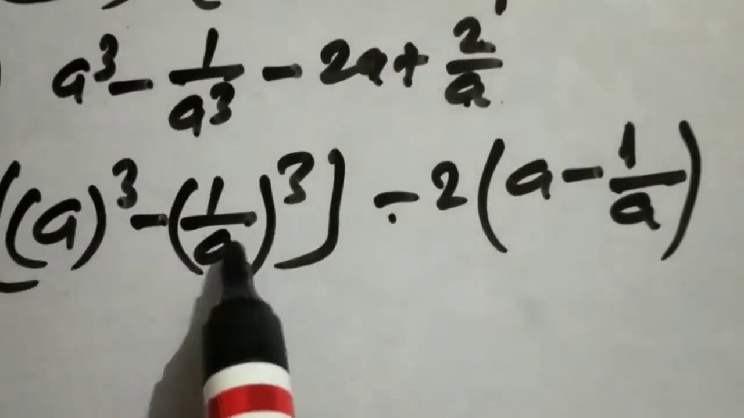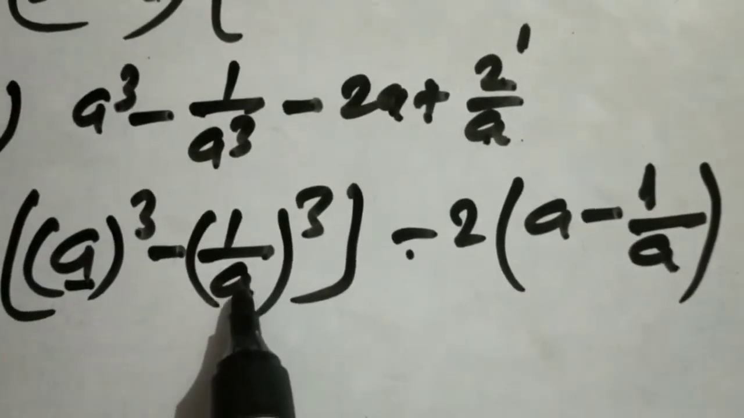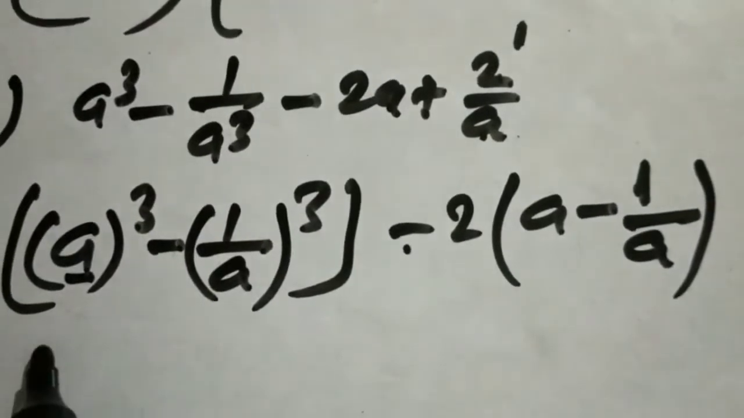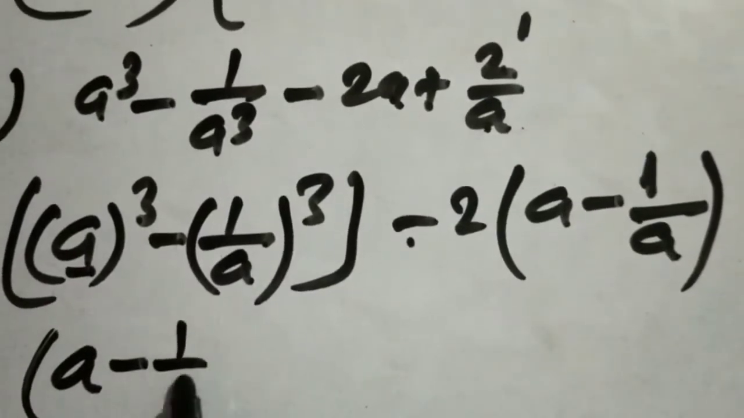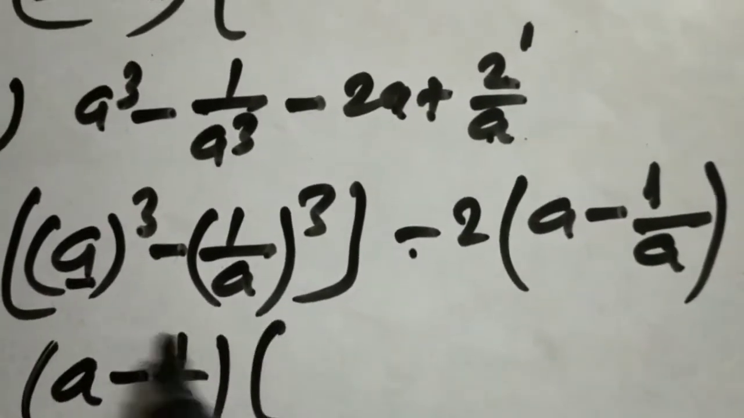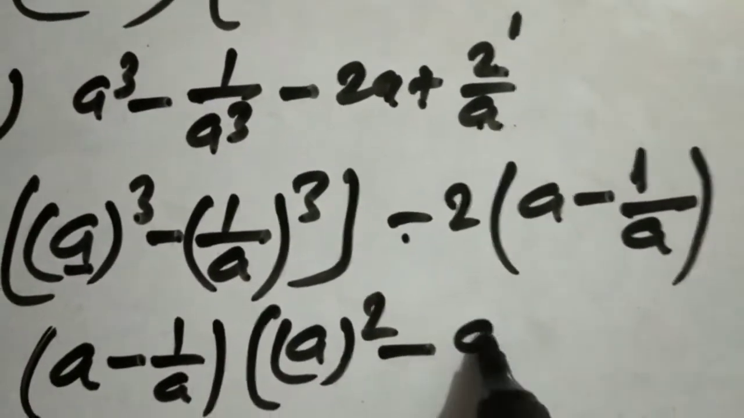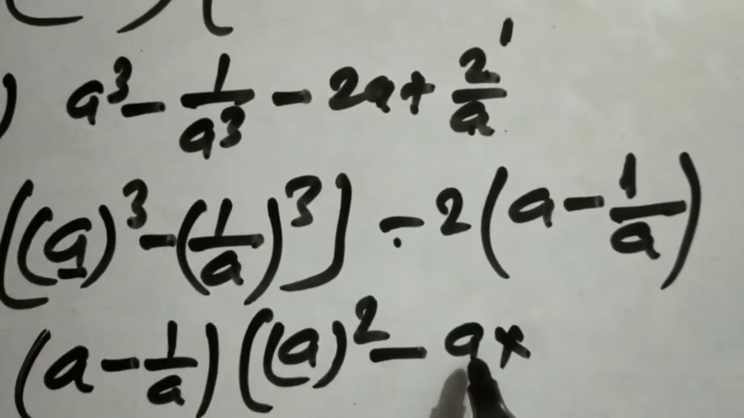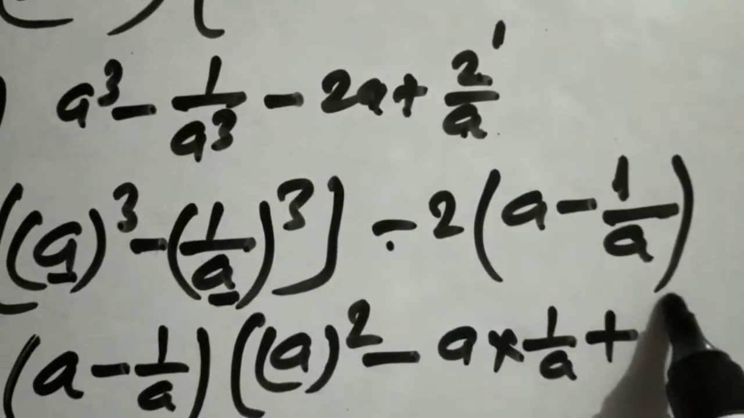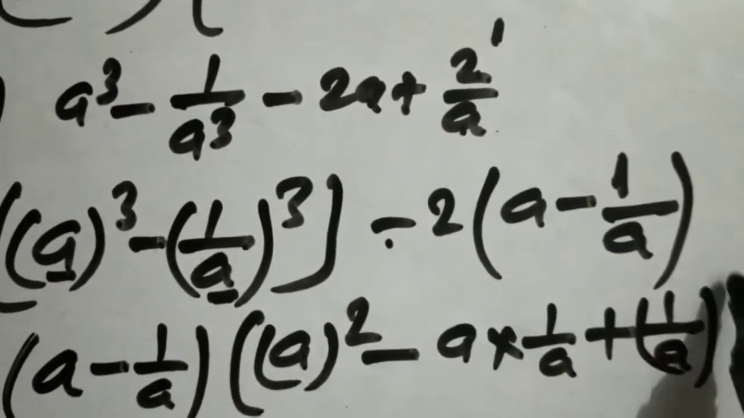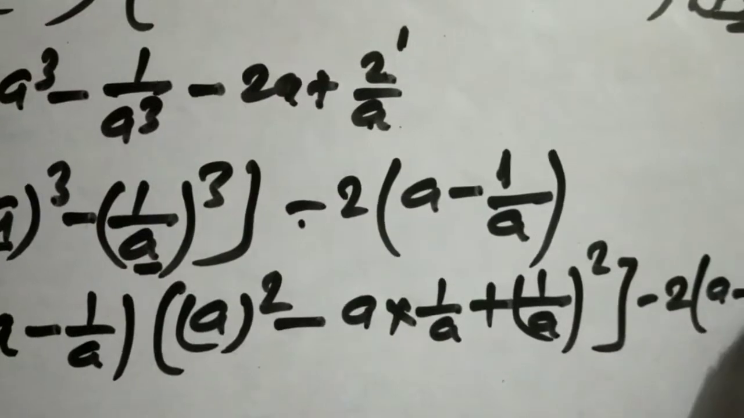Now this is based on a cube minus b cube, at the place of a we have a, and at the place of b we have 1 upon a, so its formula is a minus b. So at the place of a you have to write a, and at the place of b you have to write 1 upon a, and then a square, you have to write a the whole square minus ab, then at the place of a write a, and at the place of b write 1 upon a, and then b square, at the place of b write 1 upon a the whole square, and minus 2a minus 1 upon a is here.